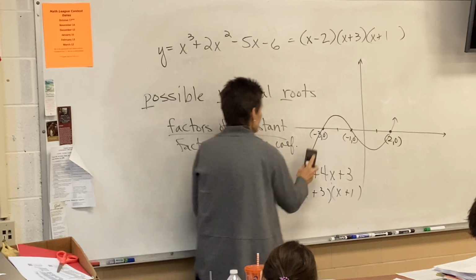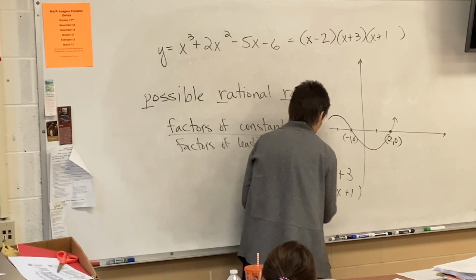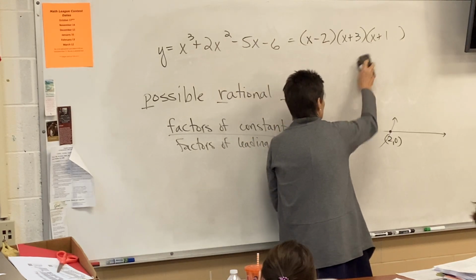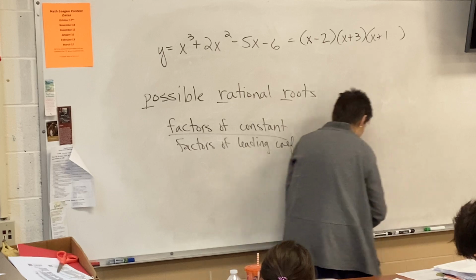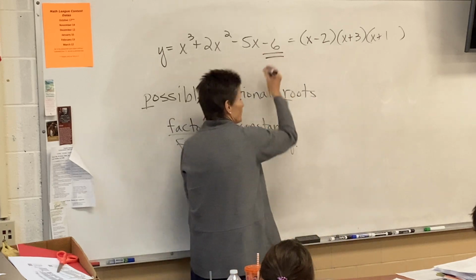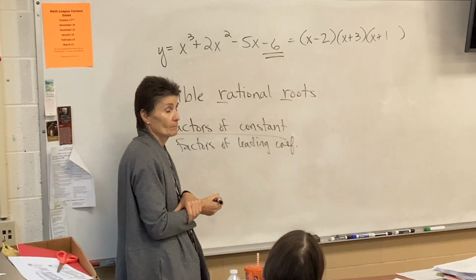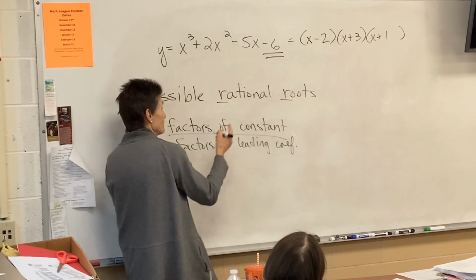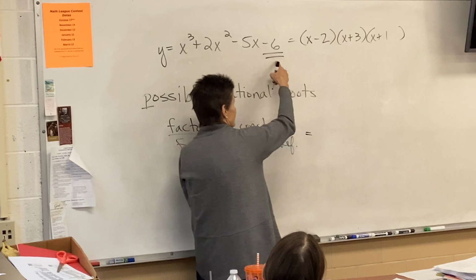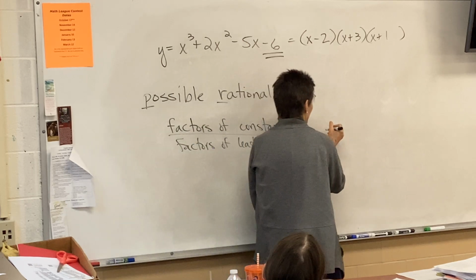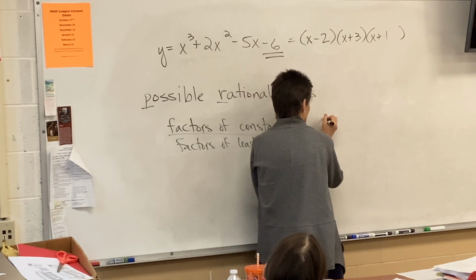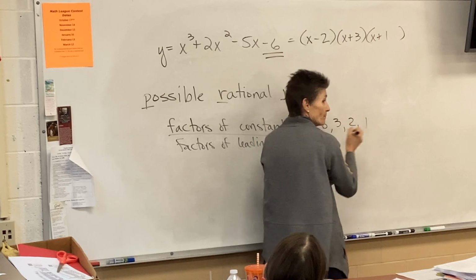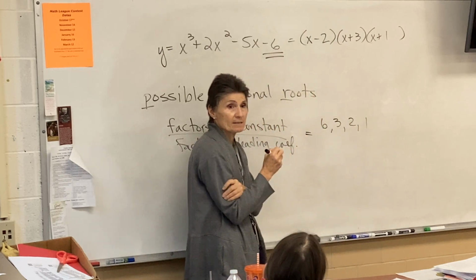Now, what does that mean? In your polynomial, the constant term is the one with no variable. So what are the factors of 6? That's my constant. The factors of 6 are 6, 3, 2, and 1. Aren't those the numbers that go into 6?